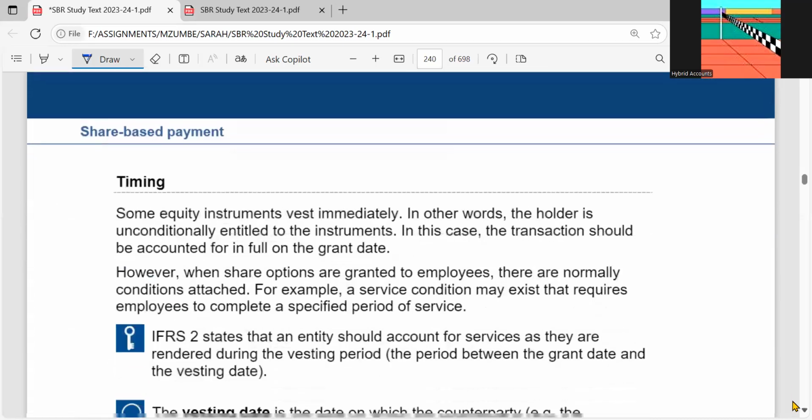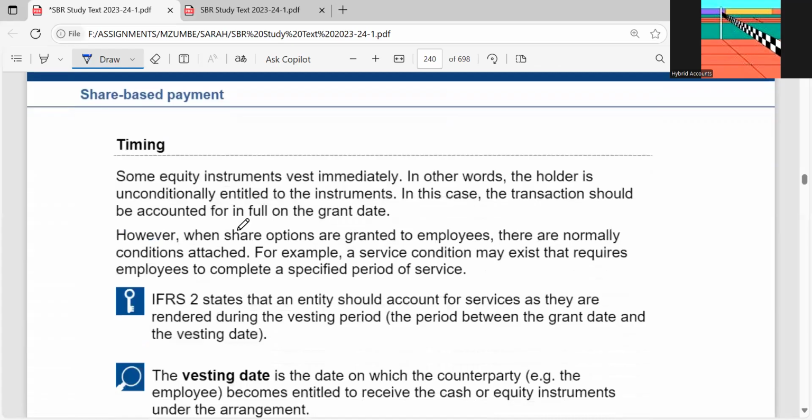Okay. So we speak of the timing here now. We say some equity instruments vest immediately, as you see there, right? There are some instruments where today is the grant date, but also the vesting date at the same time. So there is no vesting period. The period is zero between grant date and vesting date. In other words, the holder is unconditionally entitled. So it means that, okay, you employee, if you just agree to our employment, we give you share options. You see, no condition, just sign the contract to work with us and we are going to give you shares. That one we say vests immediately. But maybe if you are told to work with us for 3 years, after 3 years we're going to give you shares.